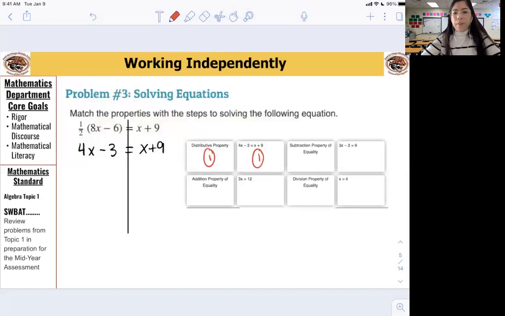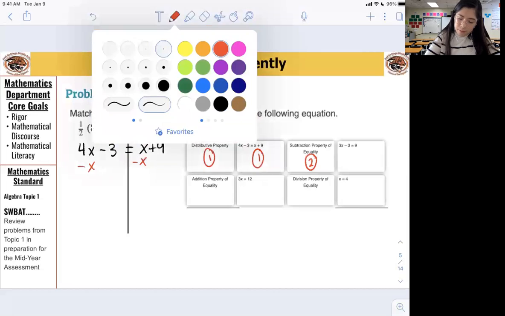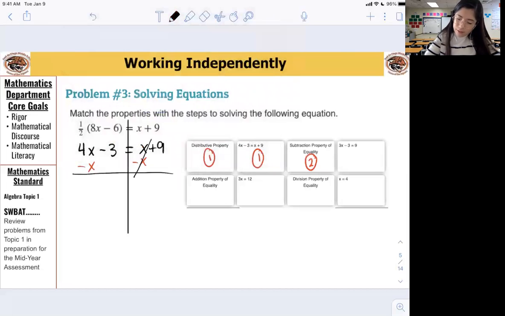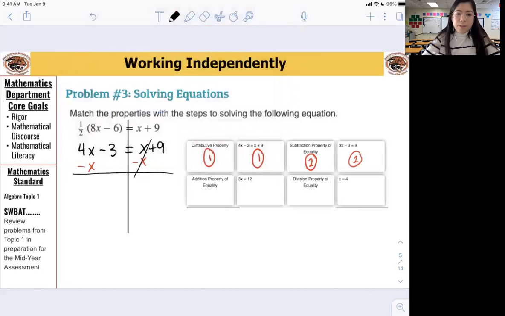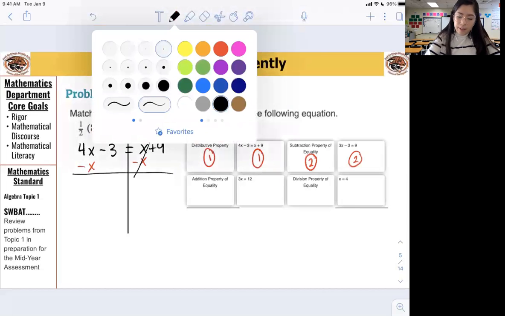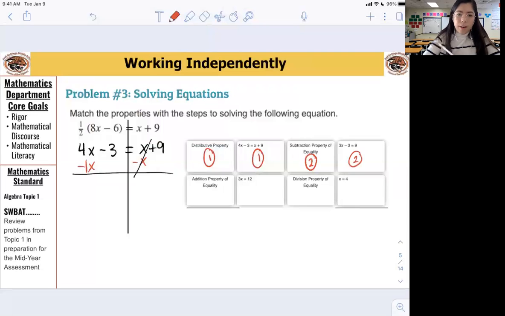So we're done with that one. Okay, step 2, subtraction property. What am I subtracting? X. X from both sides. 3x minus 3 equals 9. Were these in order? These are kind of in order, aren't they? Sort of. Okay, so 4x minus x, remember that when x is all alone, there's one of them. So this is minus 1x. 4 minus 1 is 3. So that's why we get 3x minus 3 equals 9.